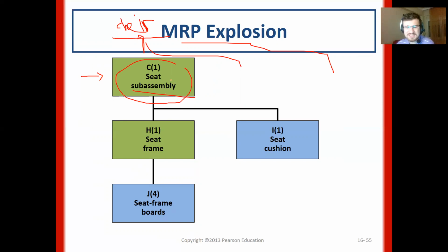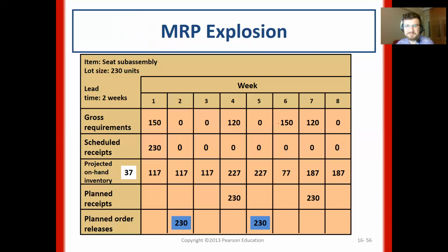In order to make 1 seat assembly, I need 1 seat frame. And to make 1 seat frame, I need to have 4 seat frame boards. Good? And also to make 1 seat sub-assembly, I need to purchase 1 seat cushion. So we are going to use this information to develop our MRP. Let's start with the seat sub-assembly. In practice, of course, we always start with the MPS of the parent item, but for simplicity, let's start with this one.